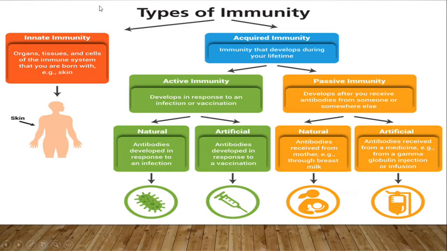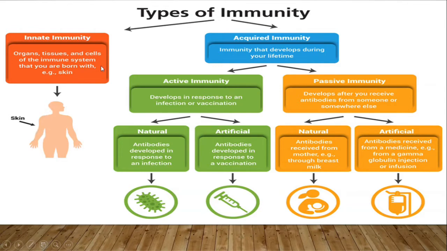There are two types of immunity: innate immunity and acquired immunity. Innate immunity is present at the time of birth, while acquired immunity develops during our lifetime. Innate immunity consists of organs, tissues, and cells. One such organ is the skin, which is a major component of innate immunity.